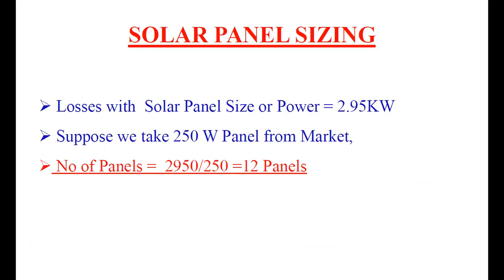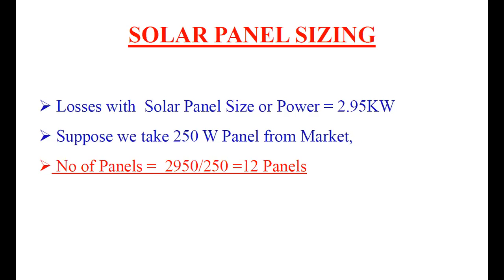The sizing of the panel will be very important, and the area requirement will also be very important. According to the dimensions, you can select different power panels. So in this case, we take a 250 watt panel from the market. The number of panels required will be the total power requirement, that is 2950 watts, or 2.95 kW, divided by 250. That is 12 panels of 250 watts will be required. So this is the solar panel design.